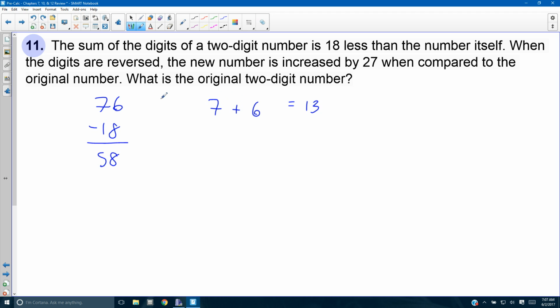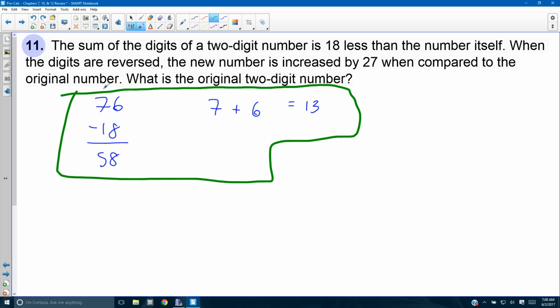So we're taking 7 plus 6 there, and we're saying 18 less than the number itself. So we're going to do one equation based on that info there. Not these numbers, but based on that info. When the digits are reversed, like 76 turns to 67, then the new number is 27 more than the original number. So 67, it's the same thing as taking 76 and adding 27?